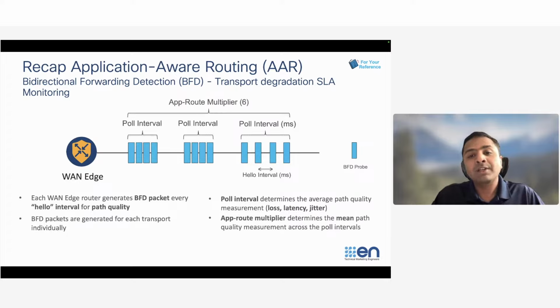When we get the results from this calculation, we compare them against the configured thresholds for the different applications. And whenever we see that the SLA has been breached, we move the traffic for this application to a more optimized path in the network automatically.